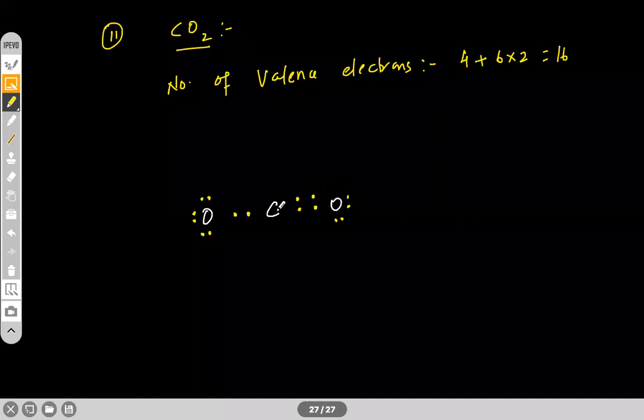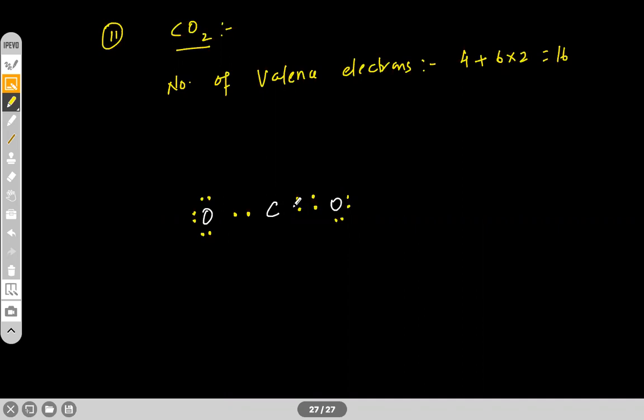But the advantage is what? Carbon had 4 electrons, now it has 6 electrons. Again, you shift this electron pair over here, and we are doing it according to the rule. Then you see the octet of oxygen is still complete, but carbon also has a complete octet. So this is the perfect distribution of electrons.